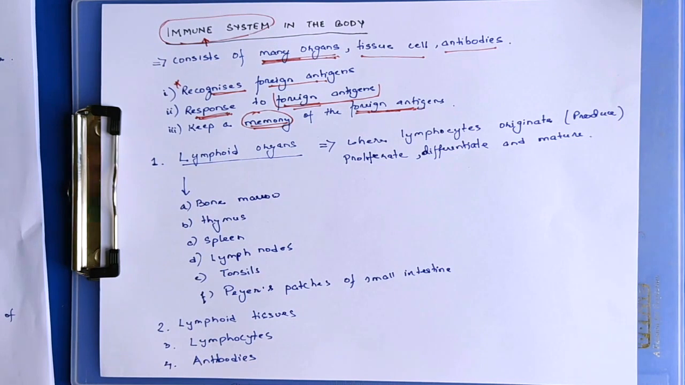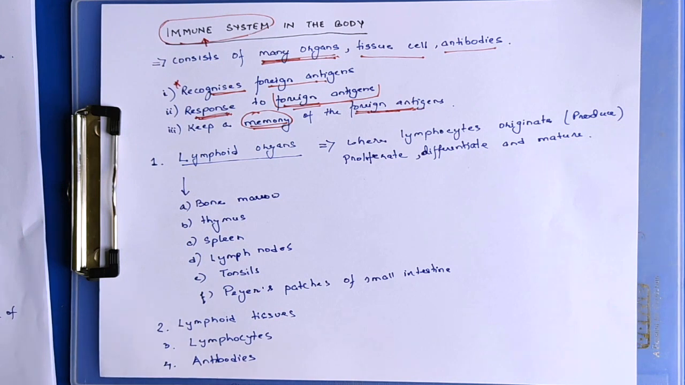The functions of our immune system are to recognize any foreign particles entering our body, to respond to those foreign particles, and to keep a memory of the foreign particles.